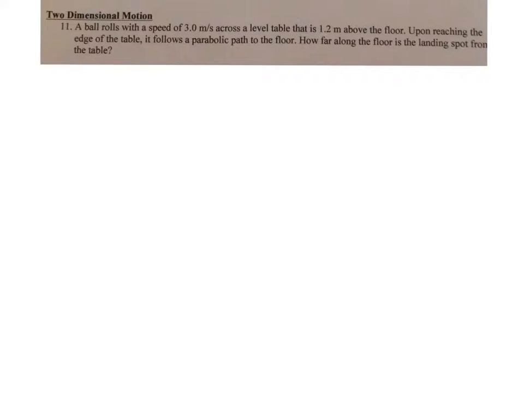Hey guys, this is question 11 off your study guide. We've got a ball rolling at a speed of 3 meters per second off a table that's 1.2 meters above the ground. So this would look like this. It's rolling off the table, and it's going to go down like that onto the ground. Ultimately, we want to find how far on the floor it's going to be from the edge of the table. So we're looking for this right here. That'd be dx because it's a distance and it's horizontal.